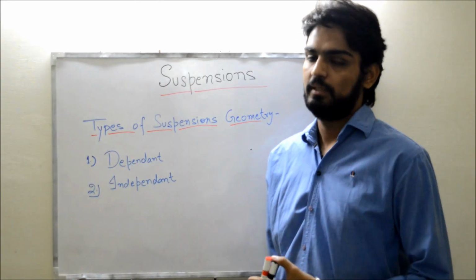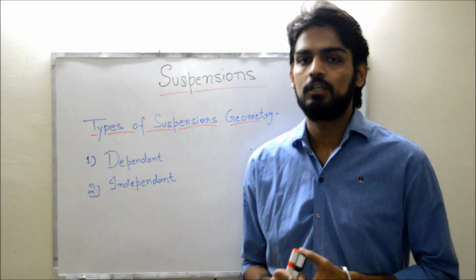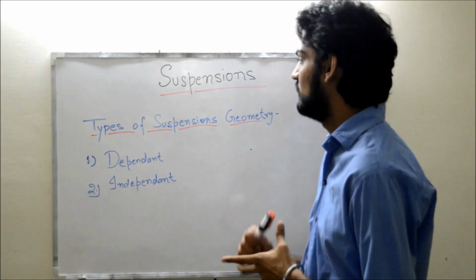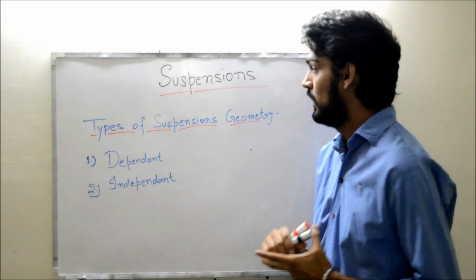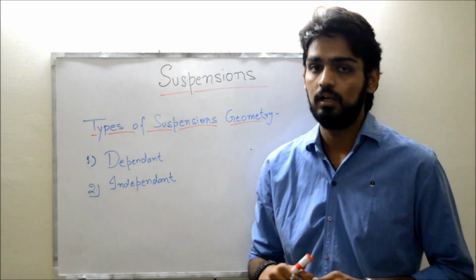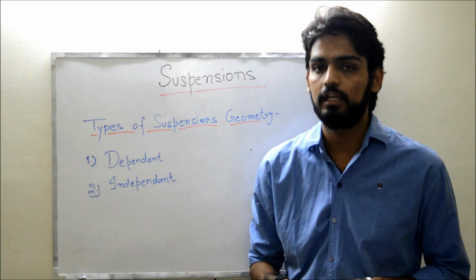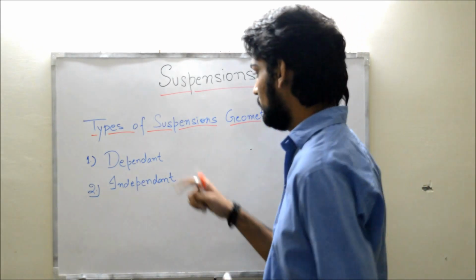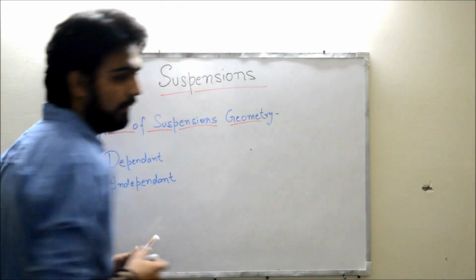Now we'll talk about suspensions. Suspension is a system of linkages, springs or shock absorbers which connects the vehicle to the wheel and allows a relative motion between them. Now, suspension contributes to the handling or braking of a vehicle and also contributes to the purpose of safety, along with a high ride quality and driving pressure. Now, types of suspension geometry. We'll first talk about dependent geometry.